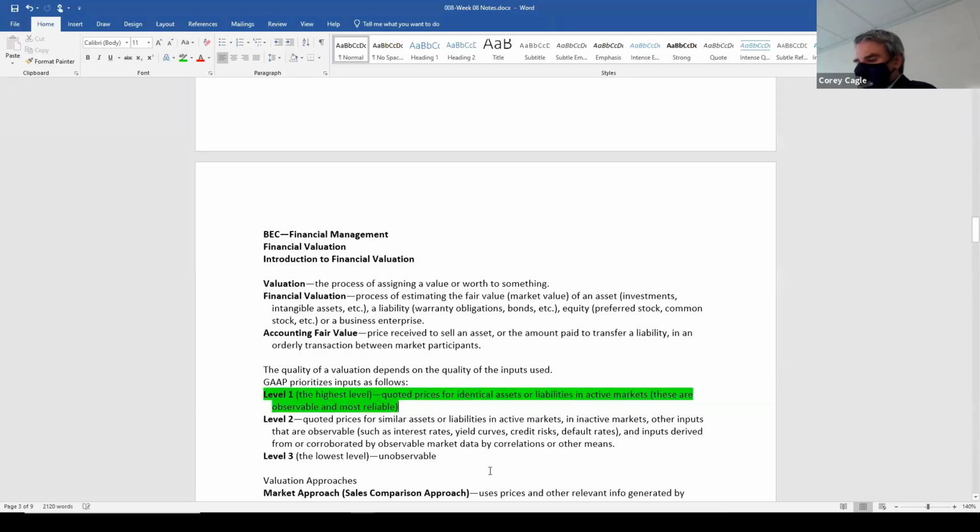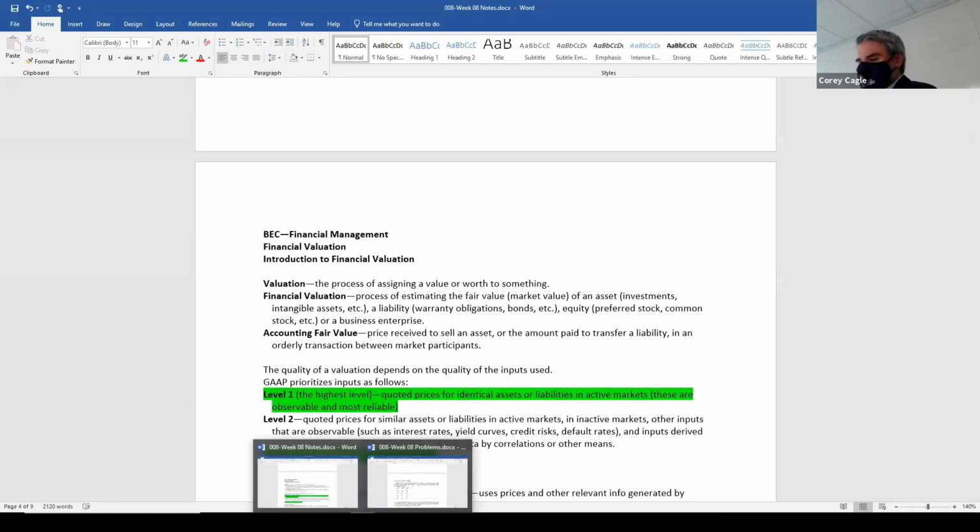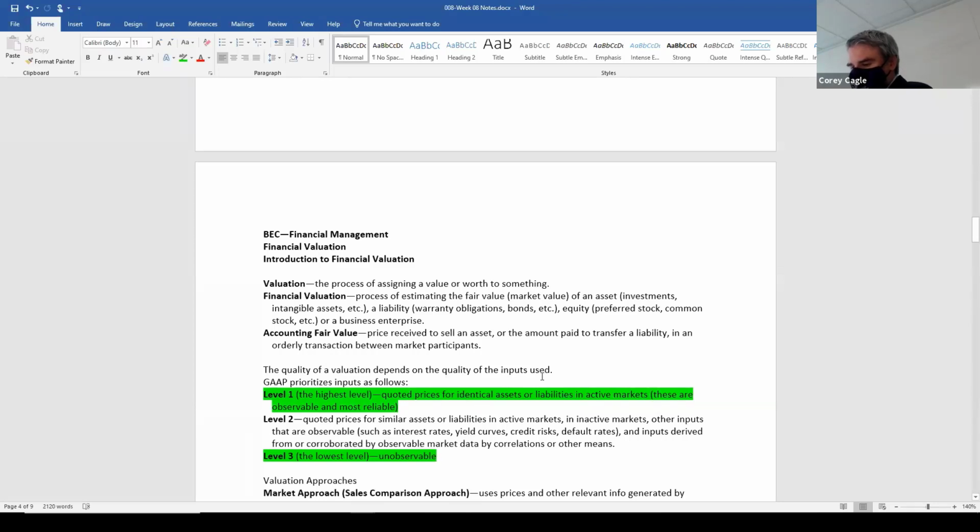So that's easy to remember. Level 3, the lowest, unobservable. That's easy to remember. So level 2 is the stuff in between, right? That's the easiest way to remember that. Level 2 is better than nothing, but not as good as everything that's listed in level 1, right? So with level 2, we're talking quoted prices for similar assets, not identical. So similar assets in an active market, or it could be an inactive market. Inactive market, it's just not a whole lot of trading activity on whatever it is these days.